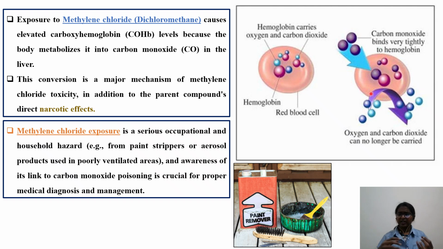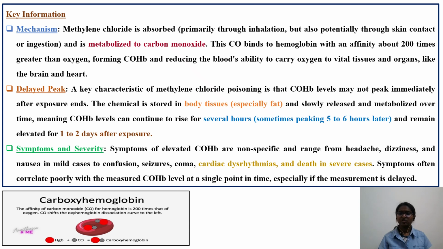Coming to when you are exposed to methylene chloride or carbon monoxide poisoning, here this is your purple color, you can see carbon monoxide. It will bind very tightly to your hemoglobin. To this hemoglobin your carbon monoxide is bound, very tightly. As a result, your oxygen and carbon dioxide can no longer be carried to the tissues. So this is how the oxygen supply to the concerned tissues, particularly heart and brain, will be decreased. Your heart and brain are the major organs in your body which need maximum supply of pure oxygen.